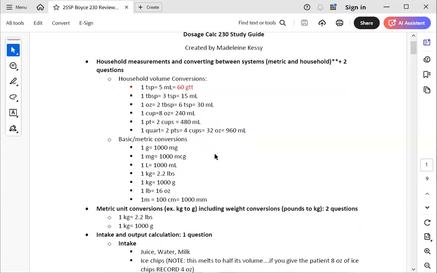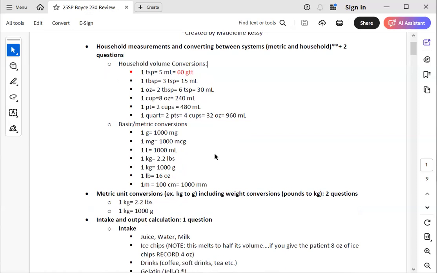You want to know your basic metric to metric conversions, which traditionally involves just grams, milligrams, micrograms, milliliters, and liters. And occasionally you might see centimeters, inches, things like that. But you also want to be familiar with how you go from kilograms to pounds, and potentially pounds to ounces, but I don't know that you'll have to worry about that too much.